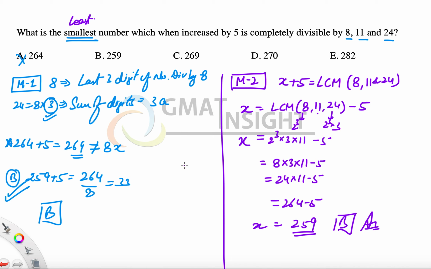However, I always recommend that the options should be used if they are usable. And here we could very intelligently use the options and figure out the answer in far less time.